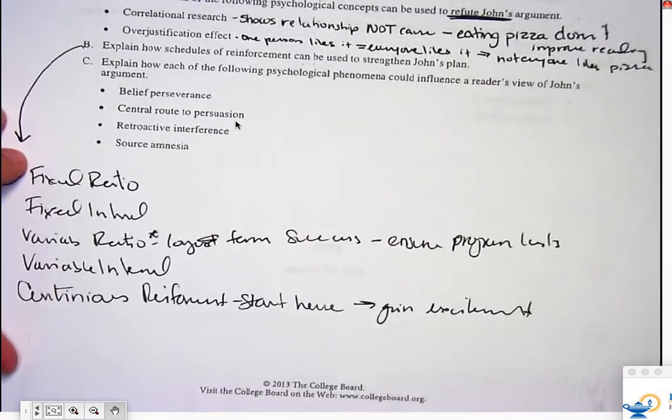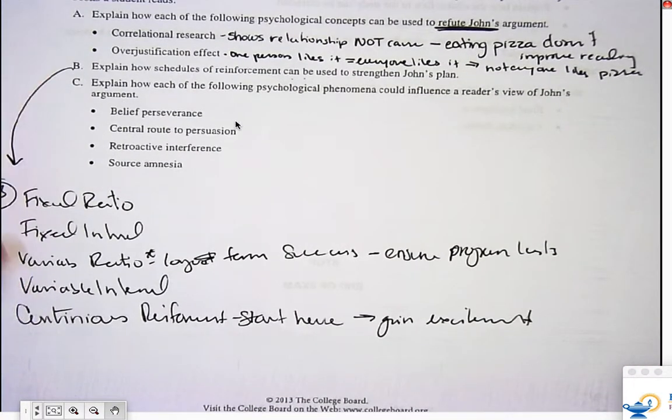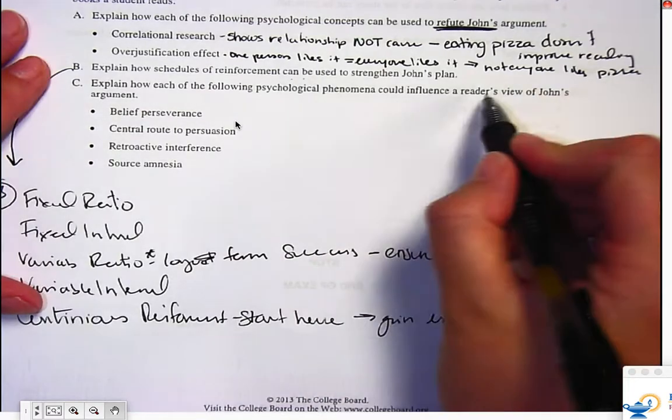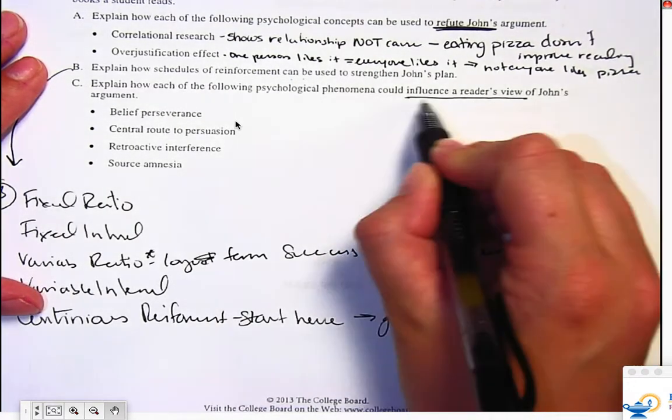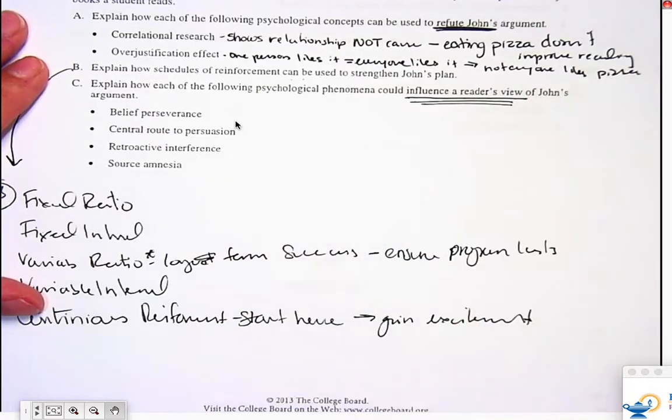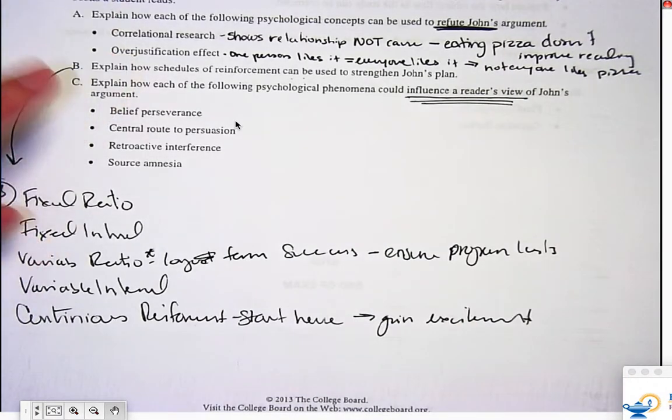Alright, so C, explain how each of the following psychological phenomena could influence a reader's view of John's argument. What is the key phrase here? What is the key phrase to this prompt? To C? Influence what? The reader's view. You need to focus on the reader's view of things. It's not about John. We just spent 2 going against John, then we're trying to strengthen John. Now we want to know how readers are going to see it.